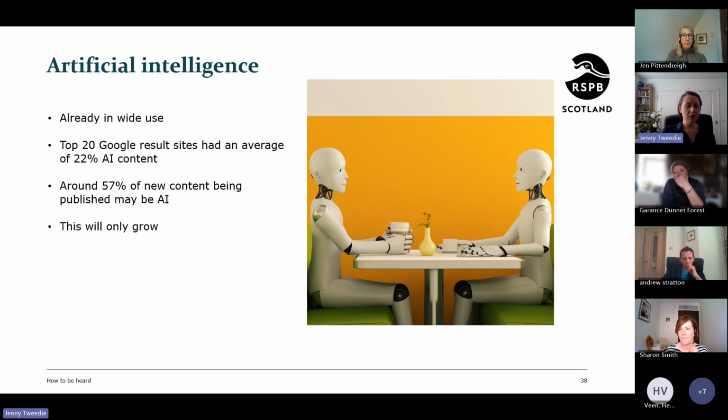on average. Now, if you come to the ASR website, I can assure you that none of it is written by AI because I've written a lot of it and somebody else wrote it before me. So it's very changeable from different sites. Some will be using AI a lot and some will be using it hardly at all. However, it's estimated that 57% of new content being published online may be AI. That's quite a startling figure. And this is only going to grow.